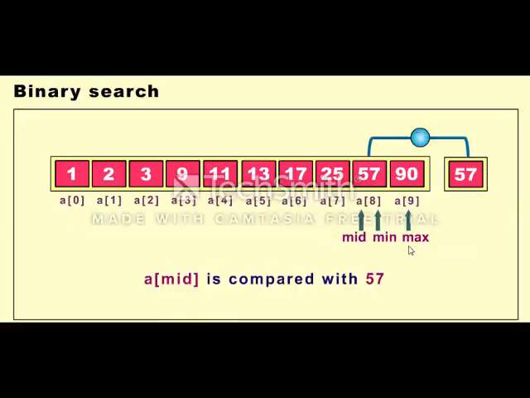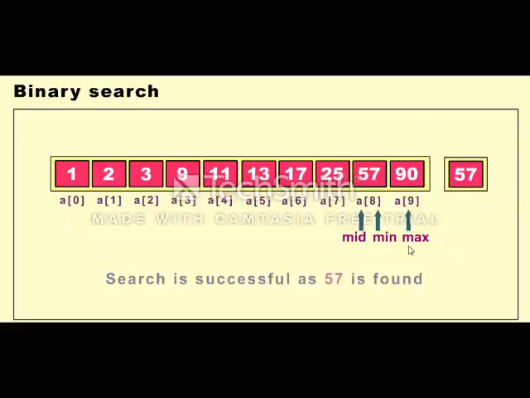Here min and mid are occupying the same value, and we can say that the value at this location matches with the key value that we need to search. So our search is successful as 57 is found. If the element would not have been found at this location, then the result would be that the search is unsuccessful as the key value is not found.